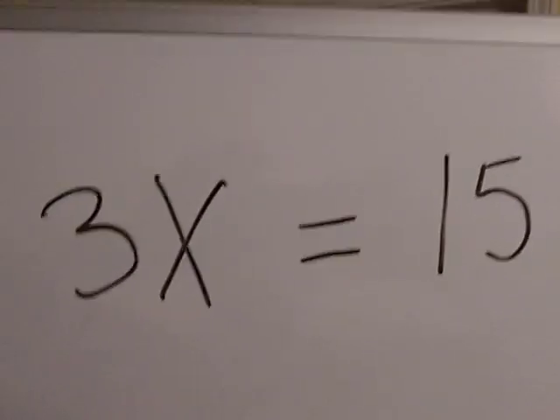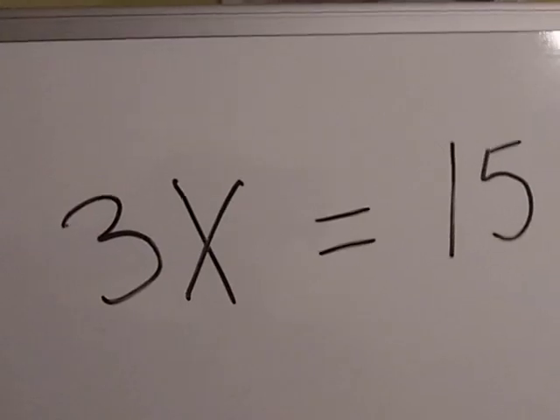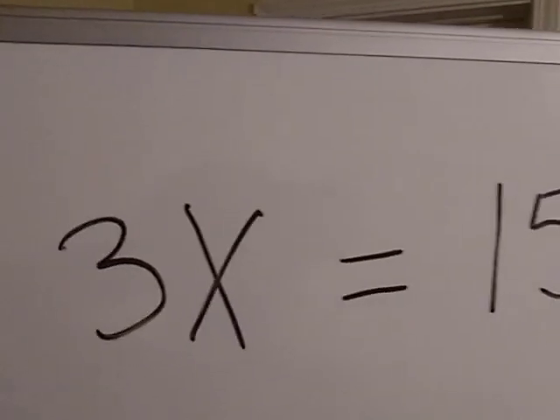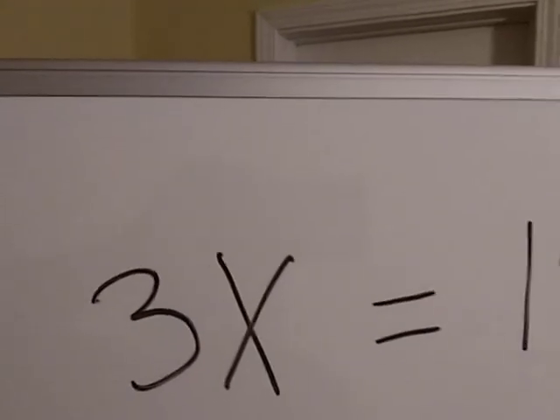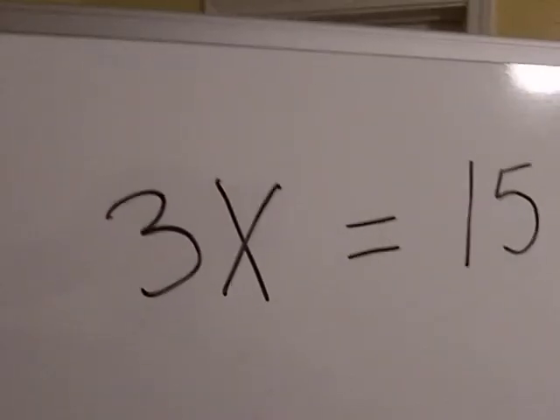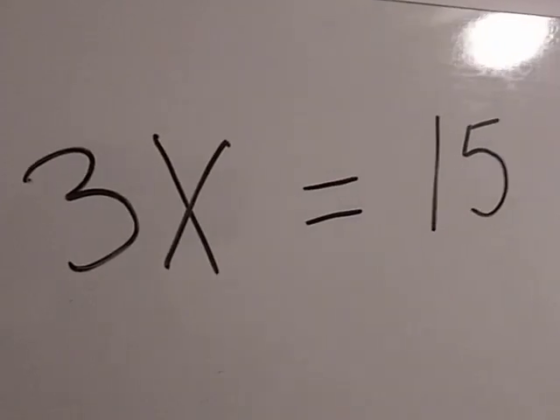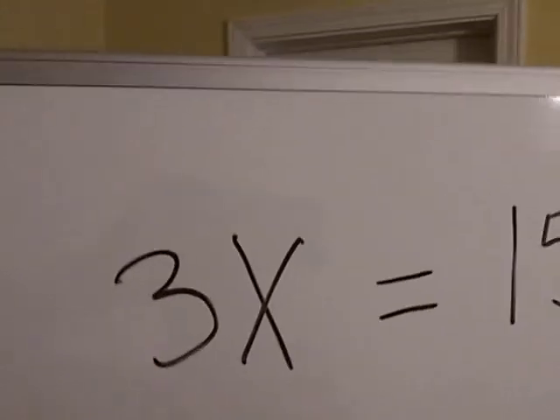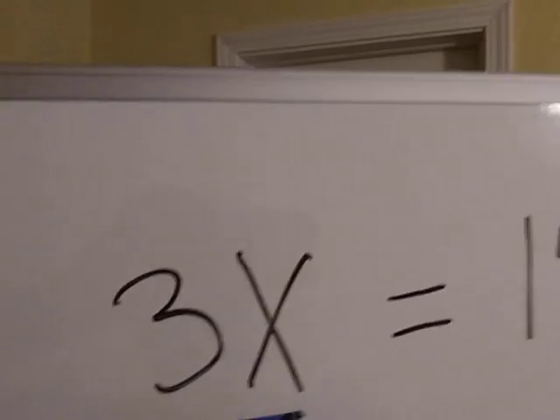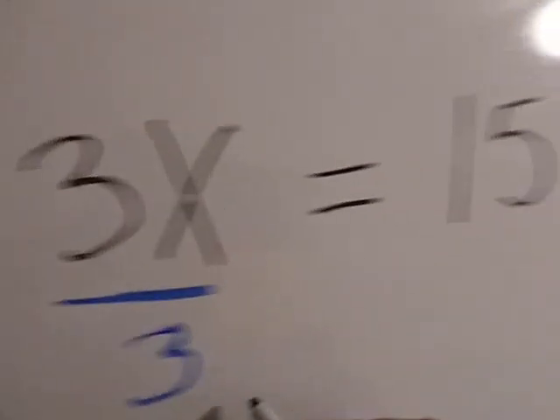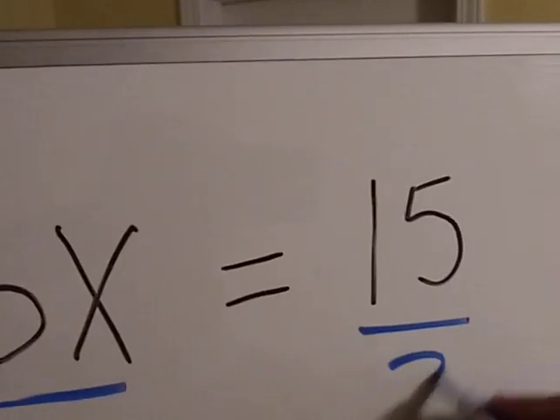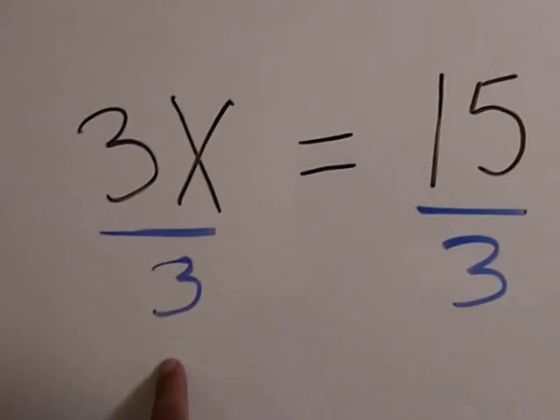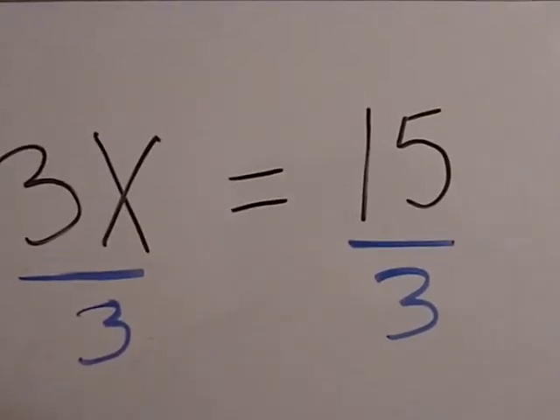In this case, we're going to perform the opposite operation. The opposite operation of multiplication is going to be division. So we're going to divide both sides of the equal sign by 3. And keep in mind, I cannot reinforce it enough: whatever you do to one side of the equal sign, you've got to do to the other side as well.